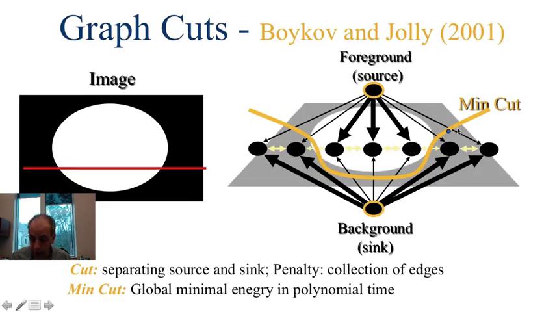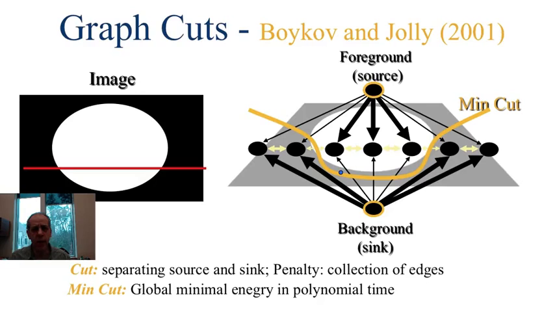So it's going to try to cut weak edges because the price the cut pays is the addition of the weights of the edges it's cutting through. So it's going to try to cut through weak edges. And in that way, it's going to separate the foreground from the background. Now, there are good techniques to do that, and that can achieve this in polynomial time. So there are very efficient ways to solve this min cut problem. And by that, we got the separation between the foreground and the background.